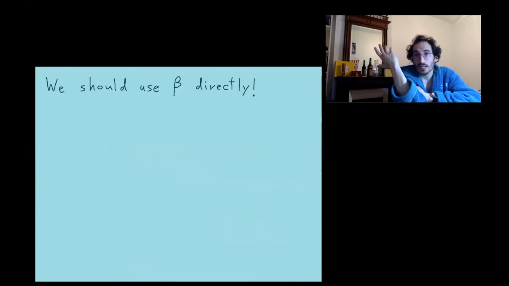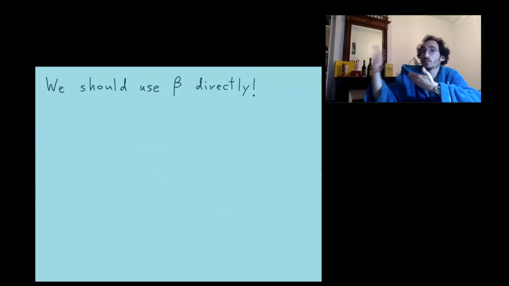So the idea is pretty simple. Let's use beta directly. I mean, beta is the same as computing one Newton step and seeing how long that Newton step was at the point. So this is what we will be doing.